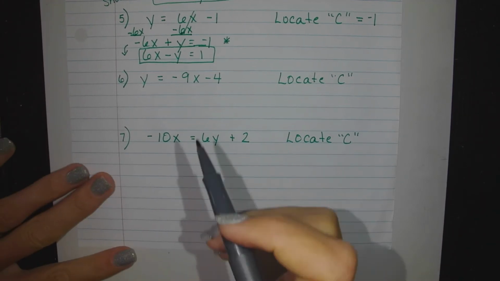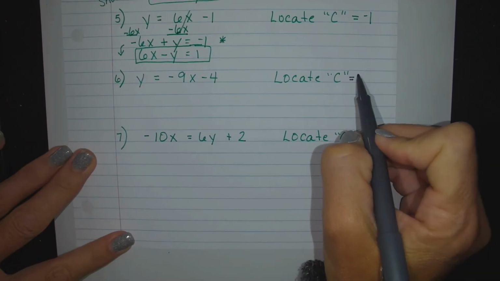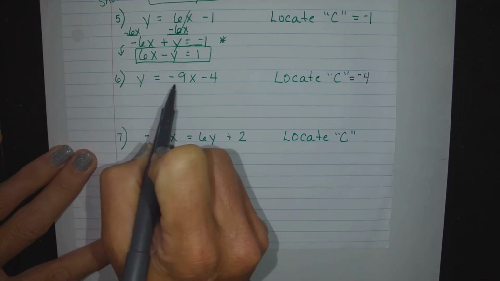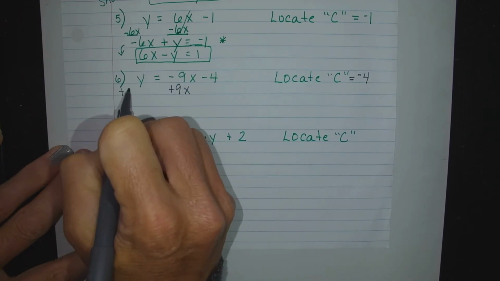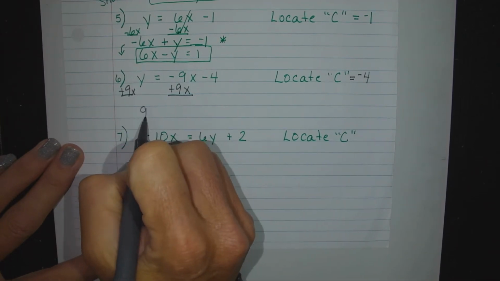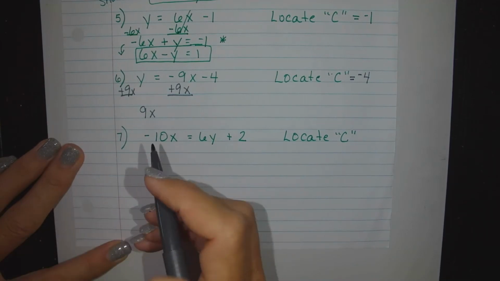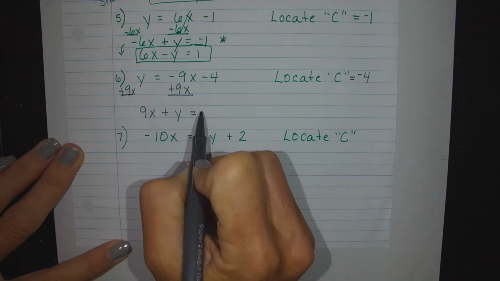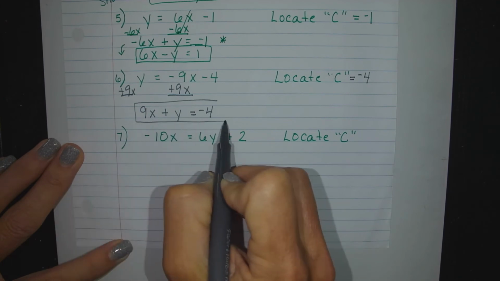Okay, number 6. Grant, what is C in number 6? -4. So looking at this problem, what's in the way? Negative 9x. So you're going to add it. So tell me what to write. 9x plus y. The y is positive. We have not moved it. Okay, so it stays positive. Equals -4. Are we done? Yeah. All done. That was a one step.